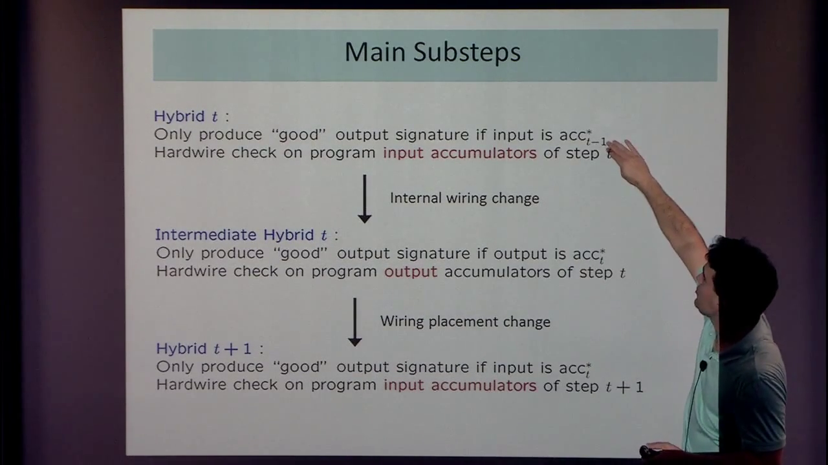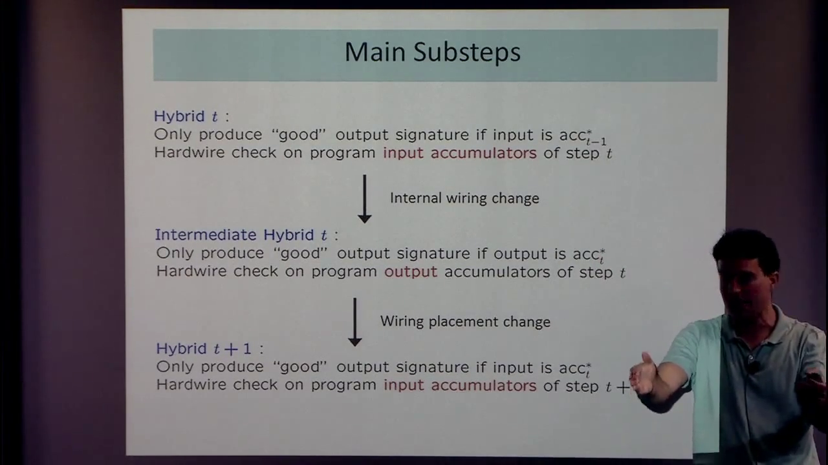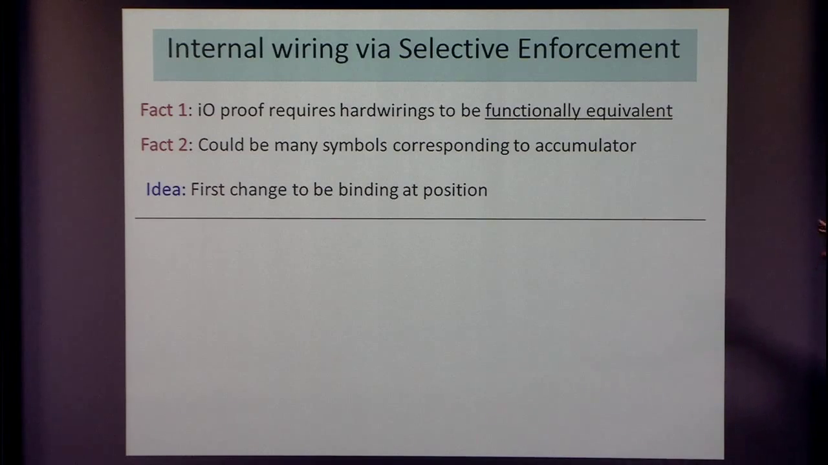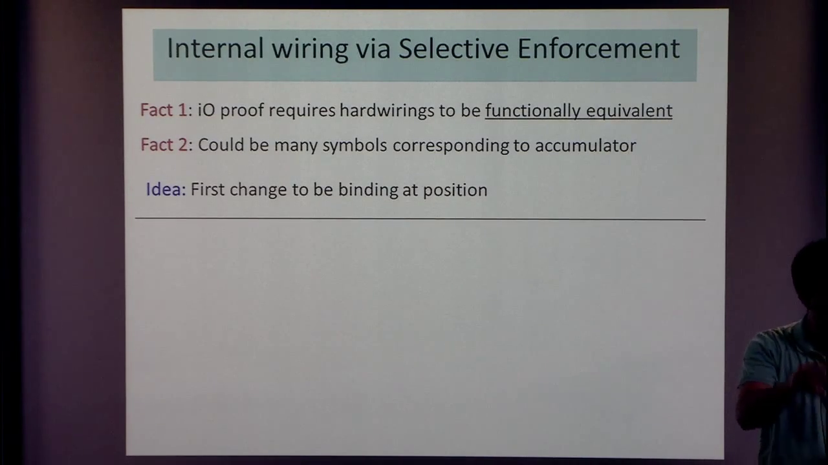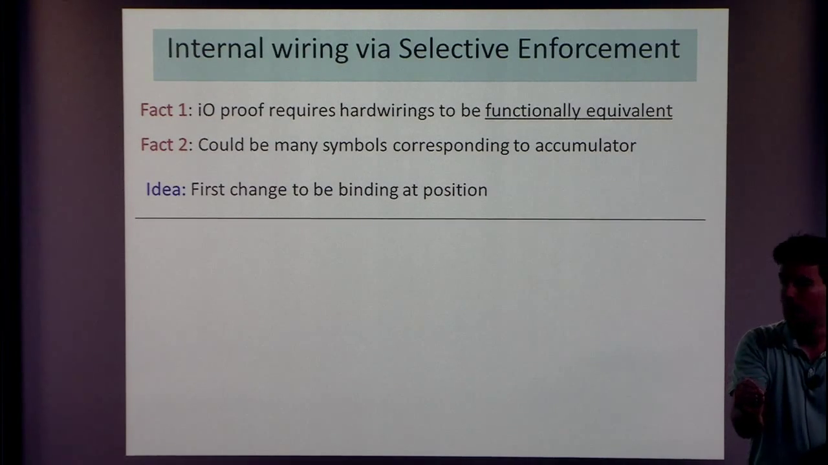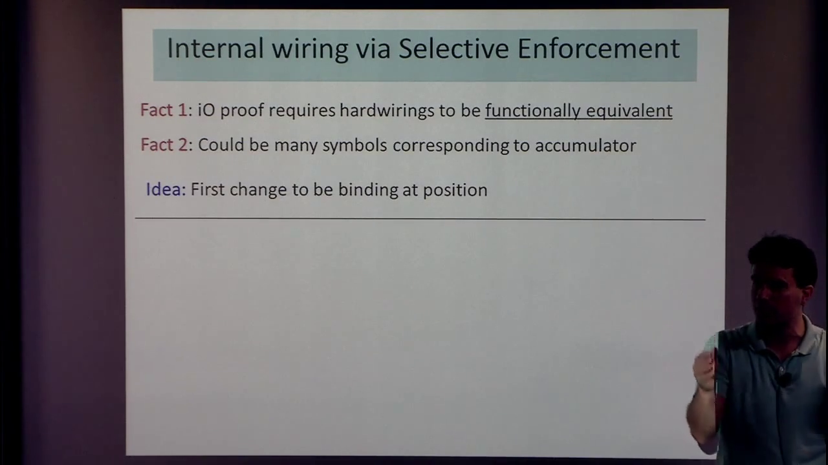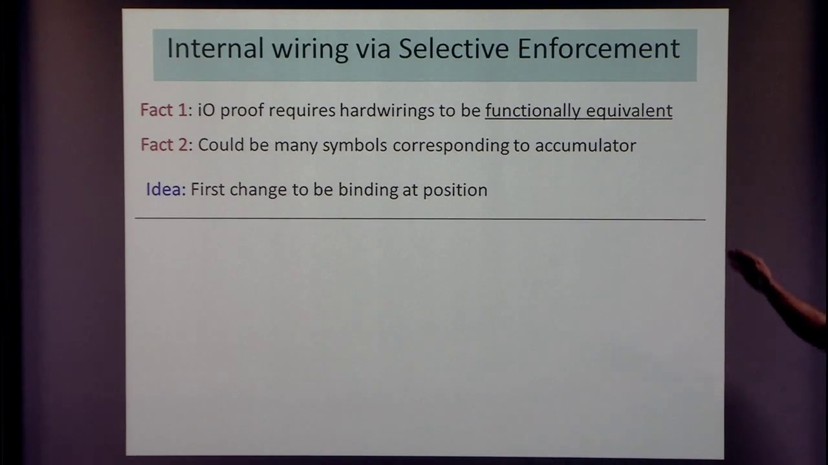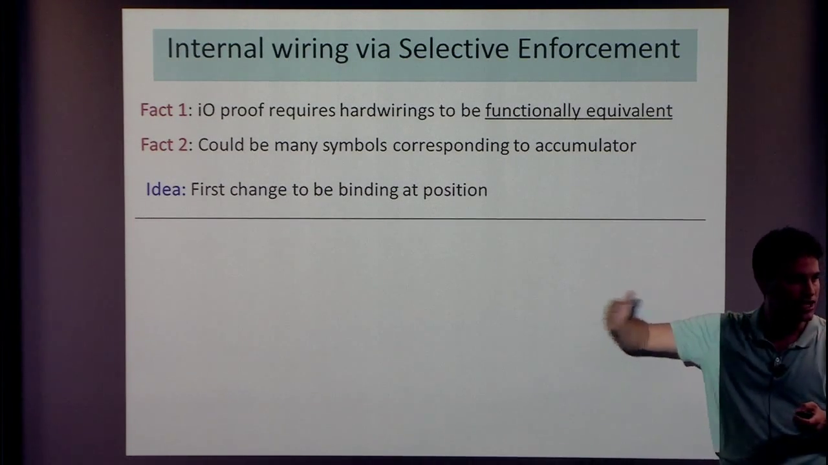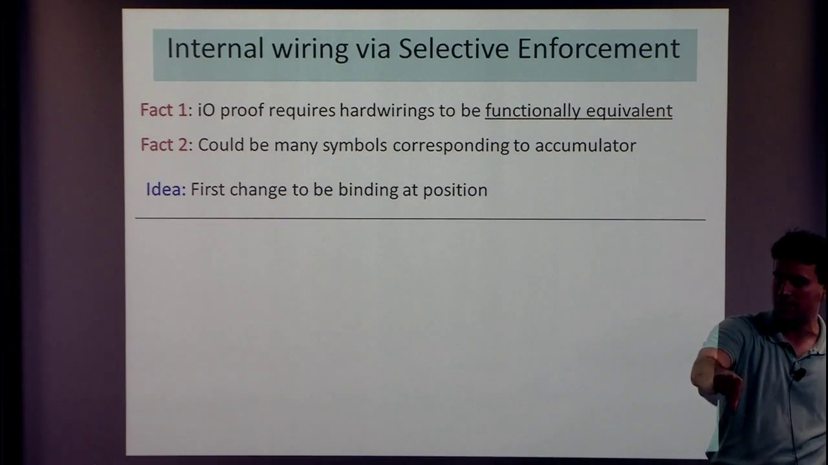So let me describe going from here to here. We're going to change from hardwiring at the input to hardwiring at the output. And here we get another contradiction in a sense in that an I/O proof, for me to get this through, requires that this input hardwiring is functionally equivalent to the output hardwiring. In general, it won't be, because one accumulator value could correspond to many different memory values, right? So the idea is, before I try to execute this I/O type step of a proof, I'm going to first make it binding at the exact right place that it needs to be.